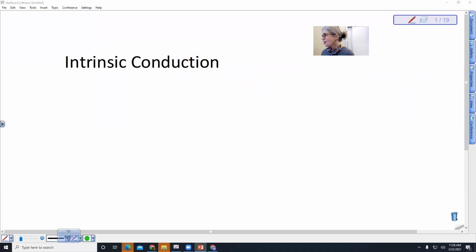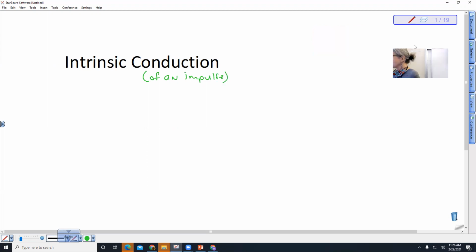Okay, so we're talking about heart physiology, and I talked about the depolarization, which is kind of an impulse that travels through the heart. When we talk about that depolarization and the traveling of that, sometimes referred to as an action potential or an impulse through the heart, this is what is referred to as a conduction. So conduction of an impulse. So I'll put that of an impulse. And it's intrinsic versus extrinsic. So this would be versus extrinsic.